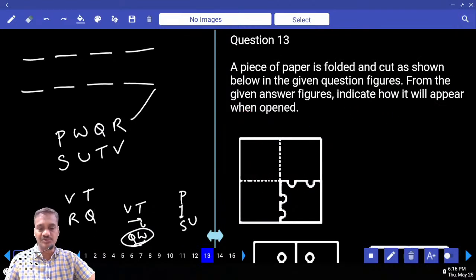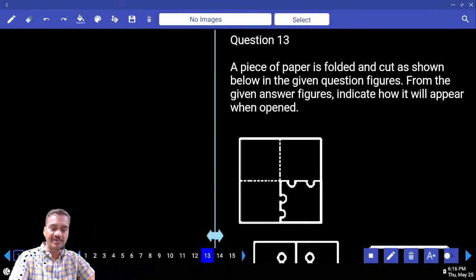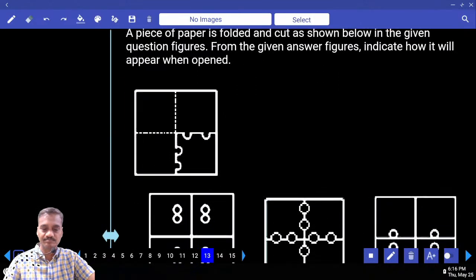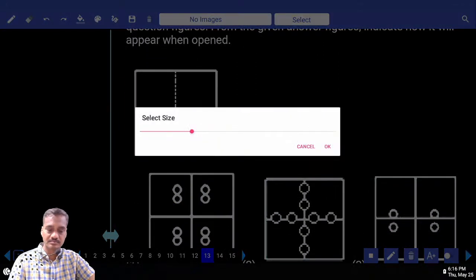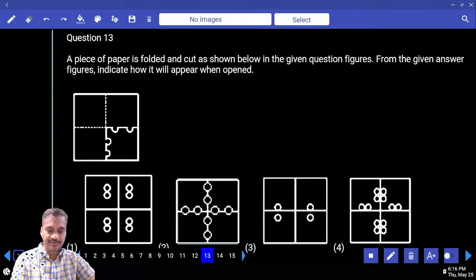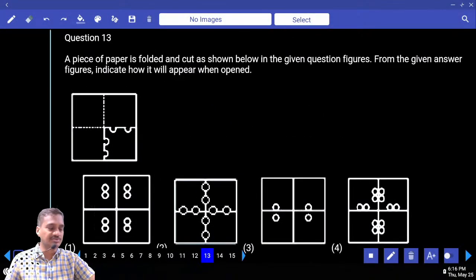The next one, coming to question number 13. Now a paper is folded and has been cut along this line. Then when it is opened, tell me how it will look.